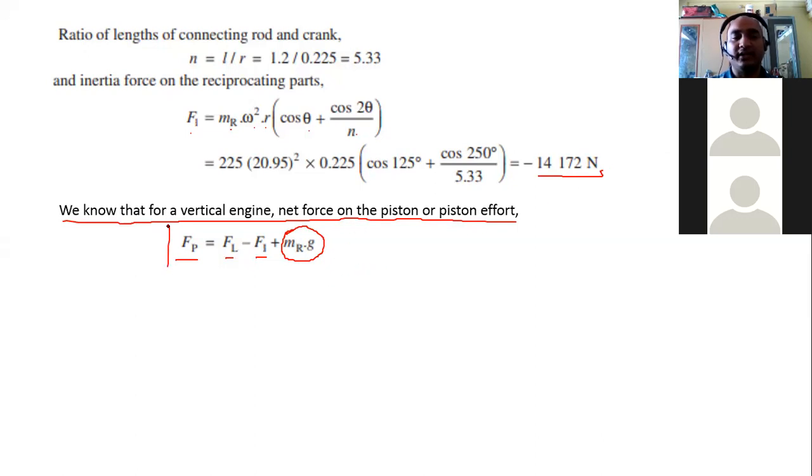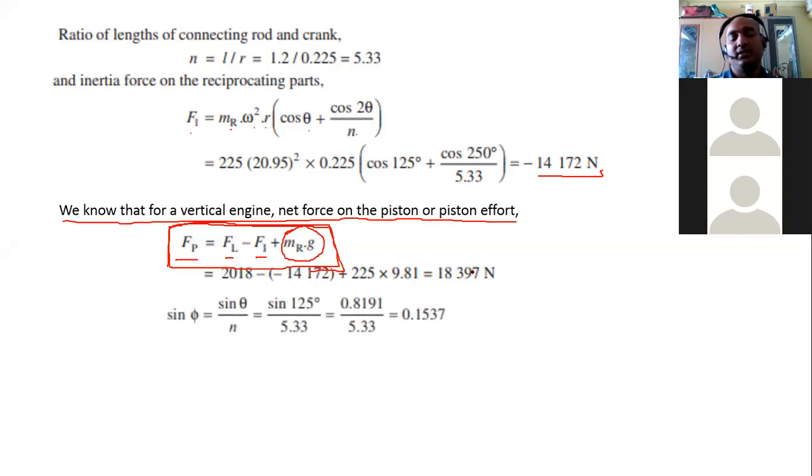Only this is the difference. Otherwise the problem is the same. The solution for the remaining part is the same as in the previous problem. So simply put the values there. FL is known, Fi is also known, MR g is also known. So we'll get this FP, and once we find FP, then we'll go further to find FT, then capital T. Now we'll find phi from this simple equation, sin phi equal to sin theta upon n. We'll get the value of phi.